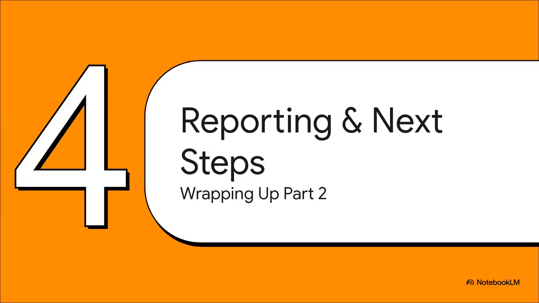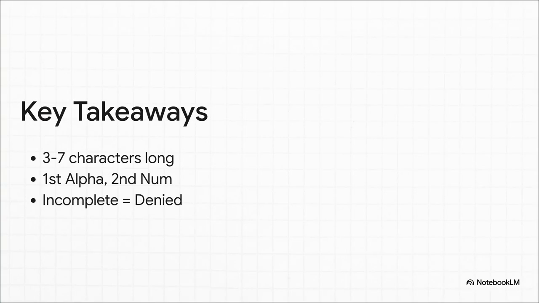Section 4. Reporting and next steps. Wrapping up Part 2. All right, here is your punchy, zero-fluff, rapid-fire summary of the most critical rules to take away from today. First, ICD-10-CM codes are exactly 3 to 7 characters long. Second, the first character is always alpha, the second is always numeric, and the rest can be a mix of both. Third, remember your blocks. 3 characters make a category, 4 through 6 make a subcategory, and that 7th is the extension. Fourth, you cannot stop at a category if subcategories exist. And finally, incomplete codes guarantee claim denials.